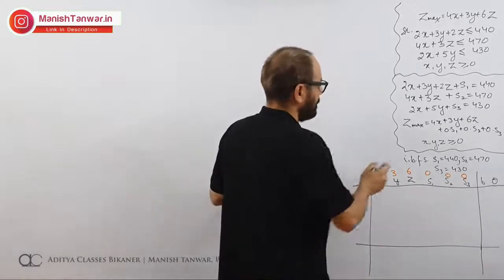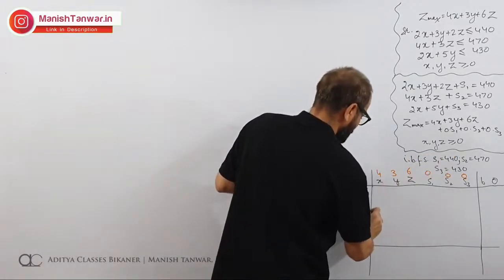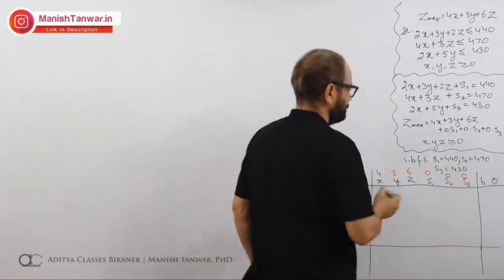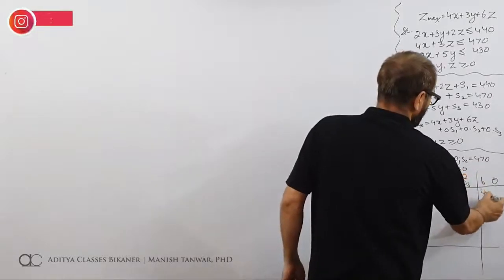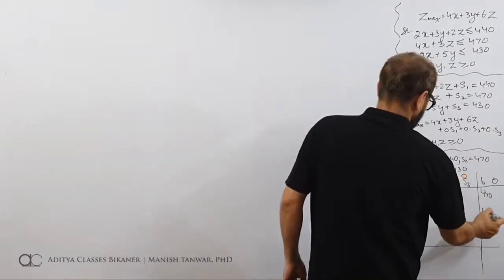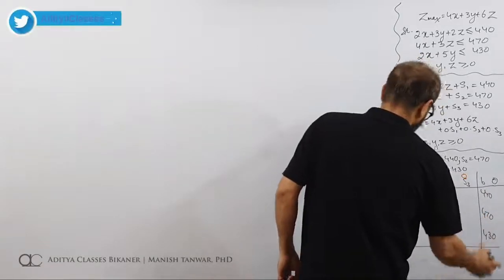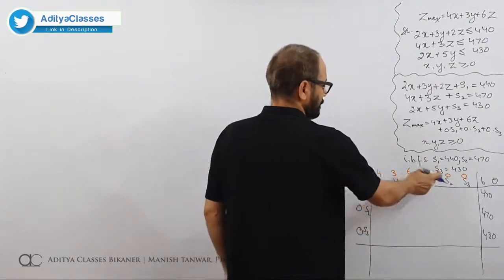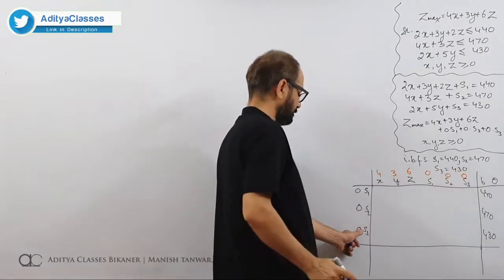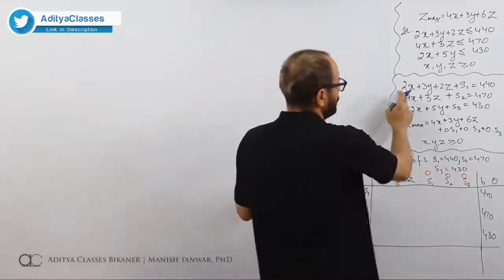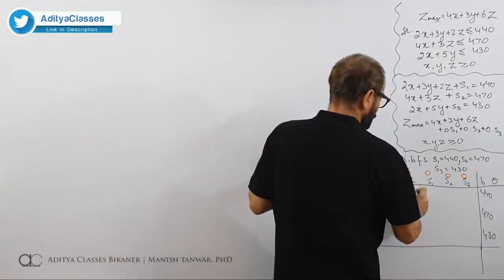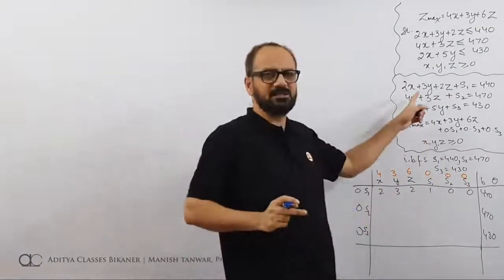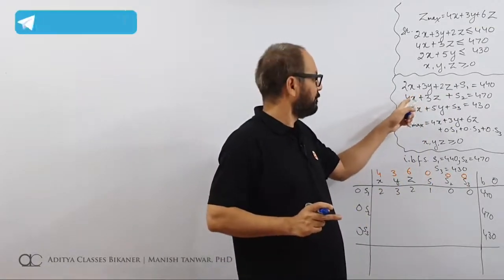Initial simplex table would be IBFS S1, S2 and S3 having values of 440, 470 and 430 with their respective contributions of 0, 0 and 0. Contribution of S1, S2 and S3 is 0 only. What do we have over here? We have a 232, then there is a 43. Now remember y is missing from here. So we'll be having a 403.